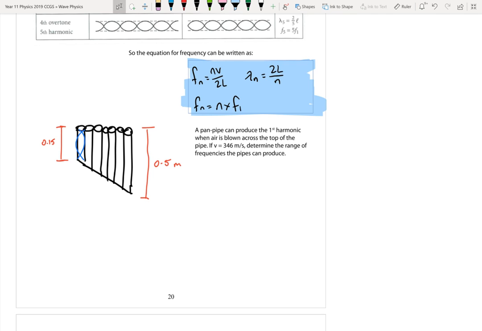Okay. Here is a panpipe. Easiest example of an open-ended tube. It is a tube that is open at both ends. You blow air across the top, you can make the first harmonic appear. Okay? So, the range of frequencies. Well, the smallest length, have a look at our equation here. Frequency is inversely proportional to the length, so it would make sense that the smallest length would make the highest frequency, and then the longest length would make the lowest frequency.